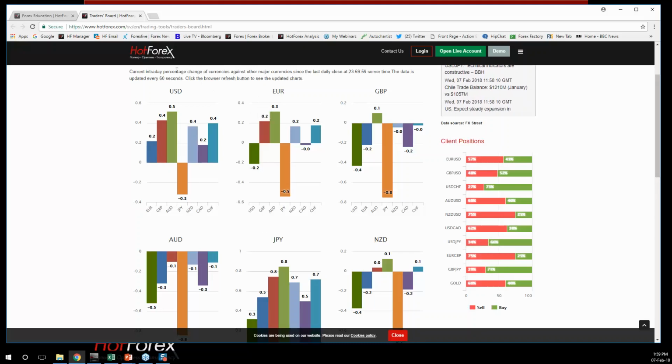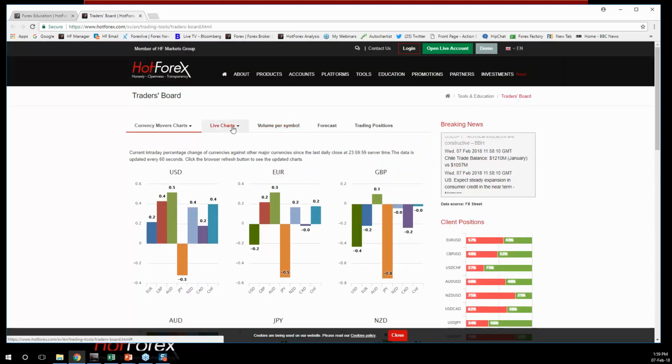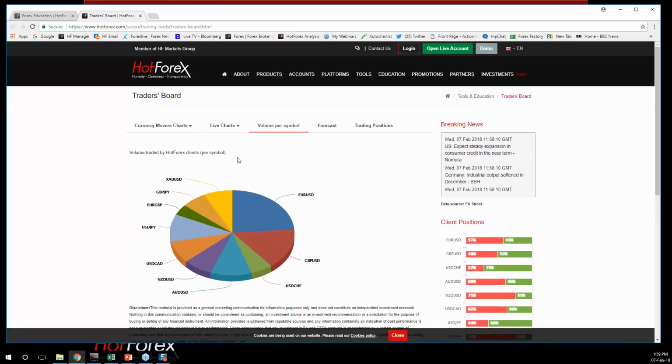So that's the traders board. It's really nice and powerful. There's all sorts of other things on here. You've got volumes as well. It shows you what you guys are actually trading.